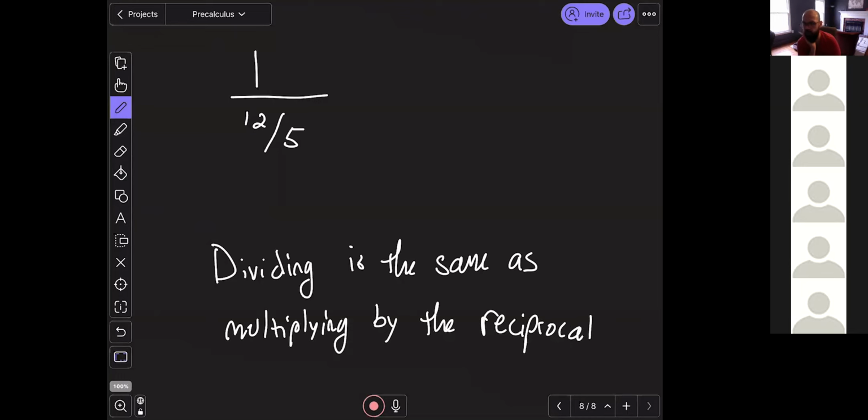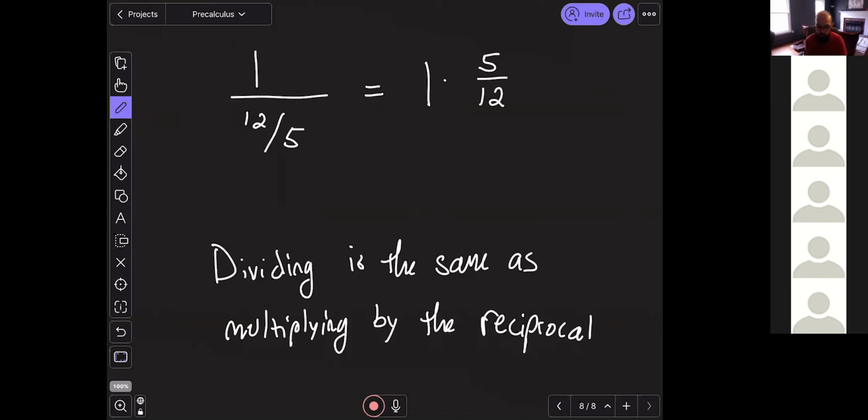Okay. Have we heard that phrase before, right? Instead of dividing, you can multiply by the reciprocal. So that means, like, hey, instead of dividing by 2, that would be the same as multiplying by a half, right? So they're reciprocal. So instead of dividing by this fraction 12 over 5, I'm going to multiply by the reciprocal of 12 over 5, which is 5 over 12.